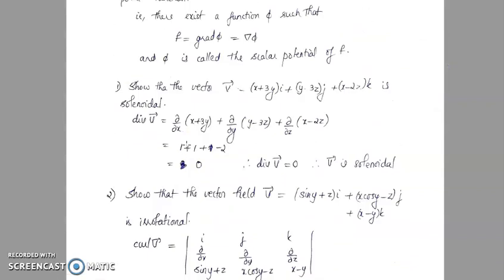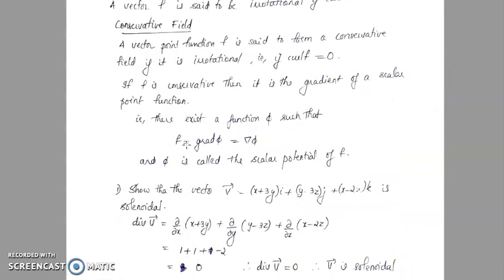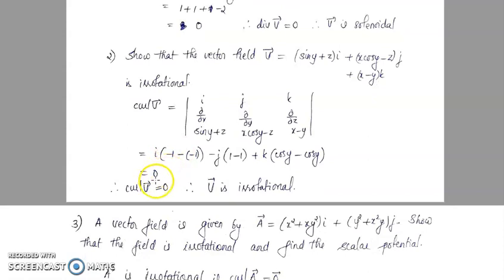For the determinant, you will get i times dou by dou y of x minus y, that's minus 1, then minus dou by dou z of x cos y minus z, that is minus 1, then minus j into 1 minus 1, plus k into cos y minus cos y. So all the components will be 0. So that implies curl v is equal to 0. So therefore the vector field v will be irrotational.